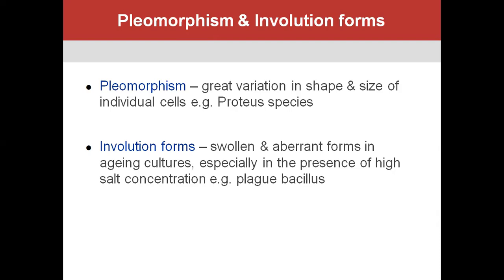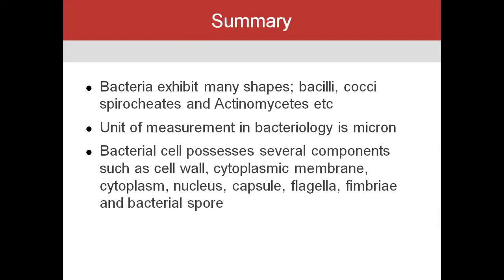Next, involution forms. What are involution forms? They are swollen and aberrant forms in aging cultures. Especially in the case of high salt concentration, we can see swollen and aberrant forms. Example, the plague bacillus, that is Yersinia pestis.